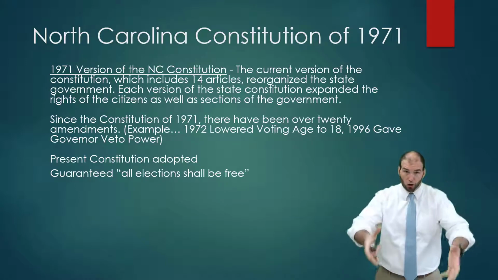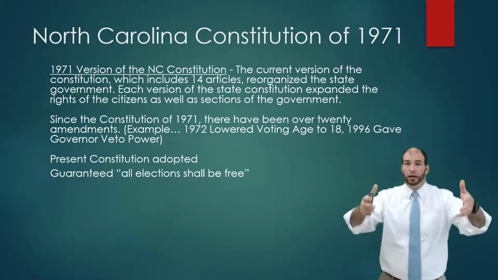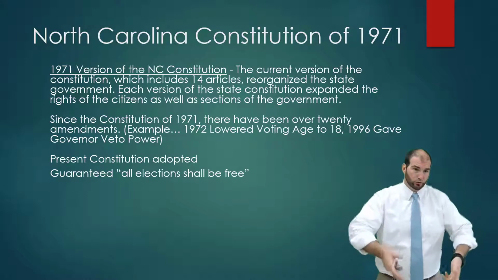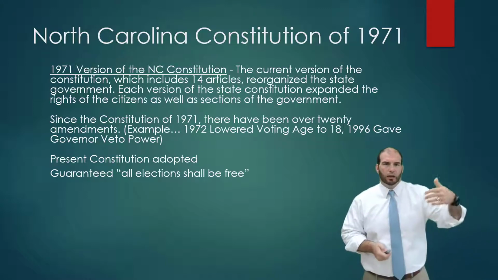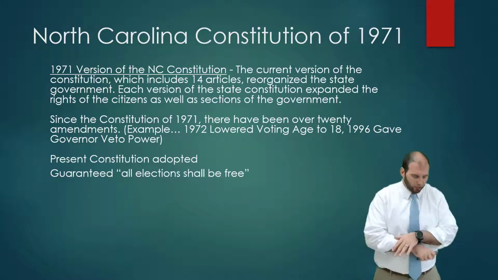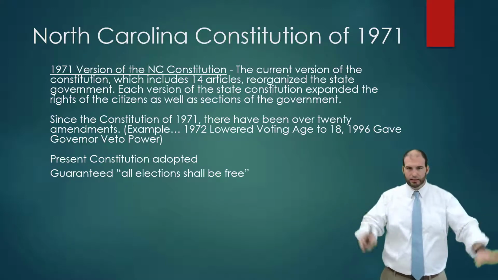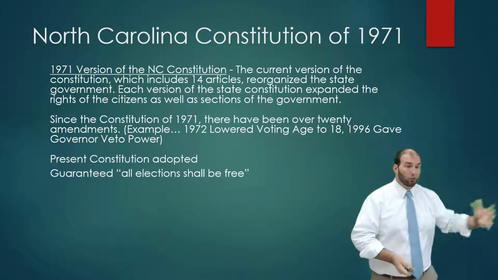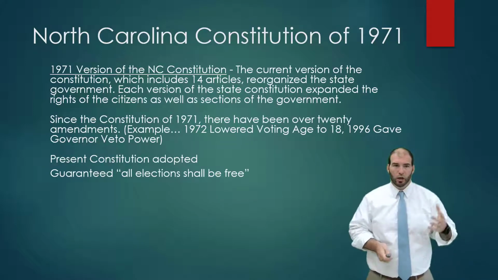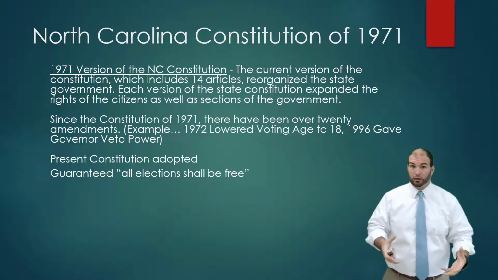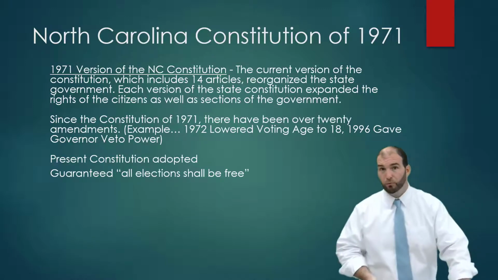So the current Constitution that North Carolina uses, even though there have been 20 amendments since then, came out in 1971. The current version, the 1971 version, was in response to the Civil Rights Movement, when North Carolina said we've got to redirect course. It does strengthen the power of the governor in this new one.